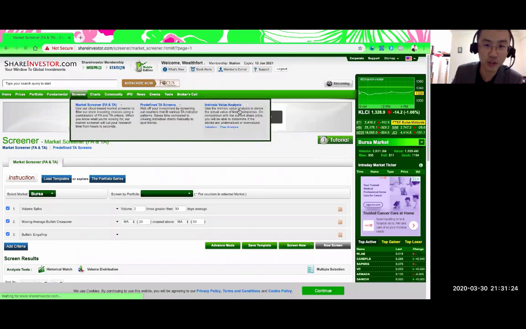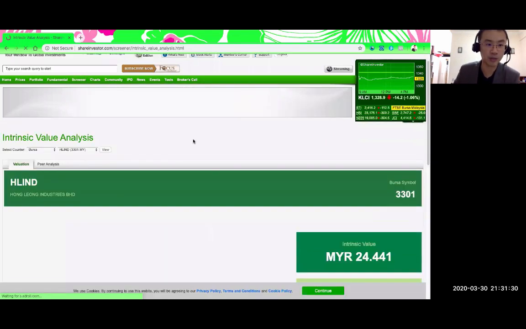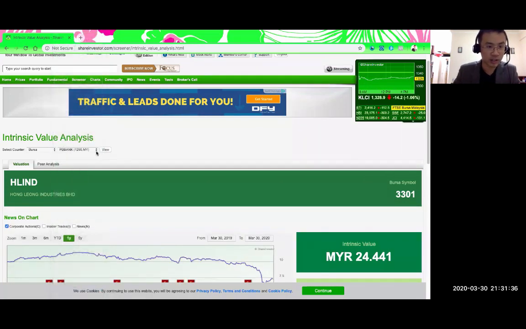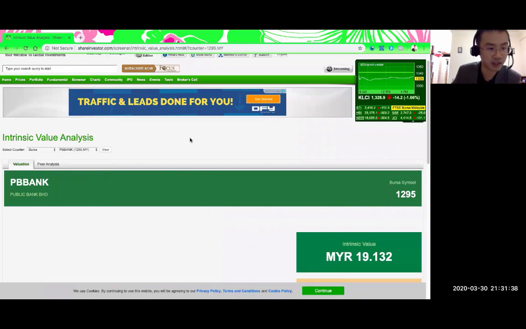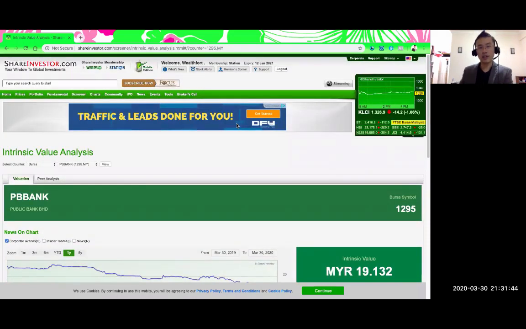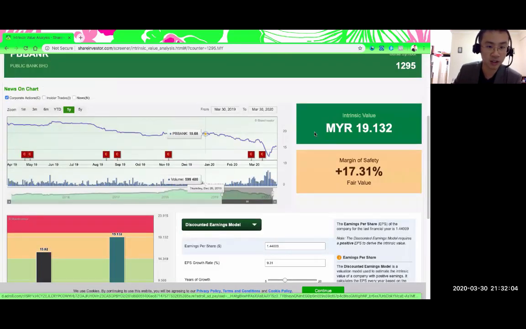Then you can also go to intrinsic value, for people who don't know how to calculate intrinsic value. This is a very powerful platform for you to find it. Let's say now Public Bank comes out. Let's find Public Bank. For many of us here who don't really know how to calculate intrinsic value, of course, if you are trained as a corporate finance professional, then you can use a DCF model or an earnings model to find intrinsic value. For the average retail investor who is not trained on how to calculate intrinsic value, this is a very powerful calculator.